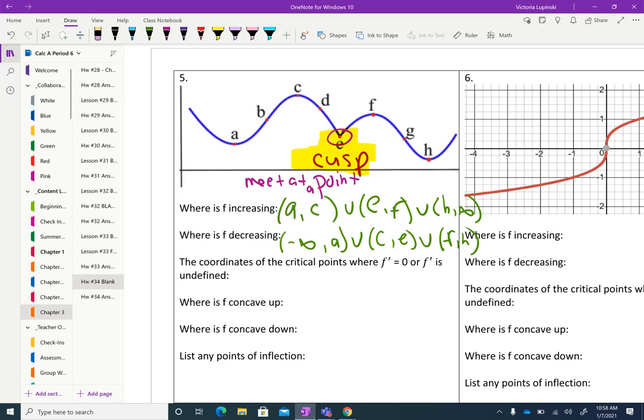Okay, in terms of critical values, again, it's anywhere where the first derivative is equal to 0 or anywhere that it's undefined. So now we have to look for both. If you're talking about anywhere where the first derivative is 0, you're talking about the relative maxes and mins. That's here, here, here, and here. If you're talking about where the first derivative is undefined, you're talking about the cusp, which is here. So all of those values are critical points. So we'll just say A, C, E, F, and H.